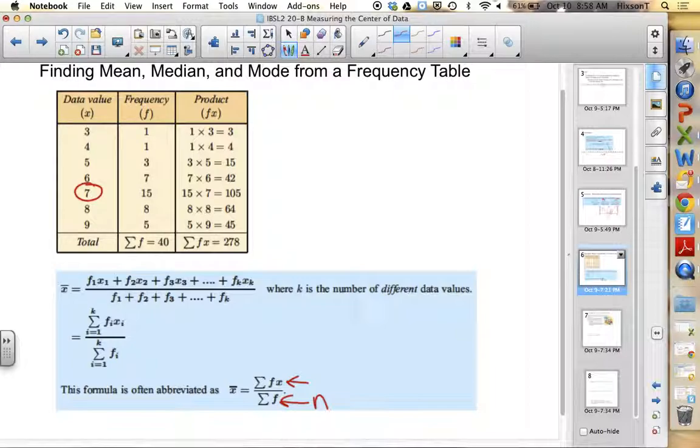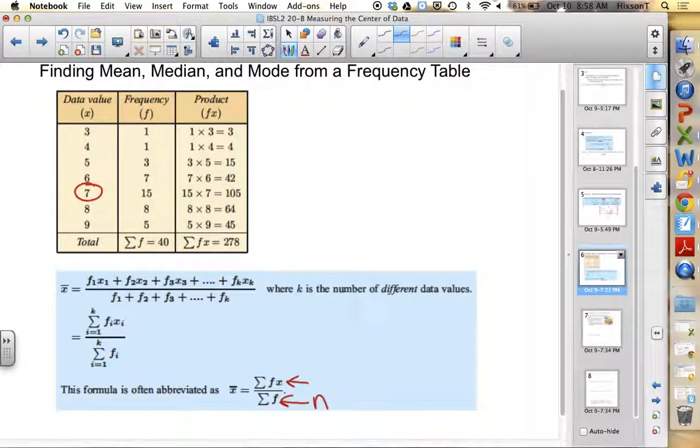Just be careful you don't accidentally say it's 15. 15 isn't a score, that's a frequency. That's another common mistake students will make. Oh, 15 is a 7, so 15 is our mode. No, 15 isn't even a score. 7 would be our mode.